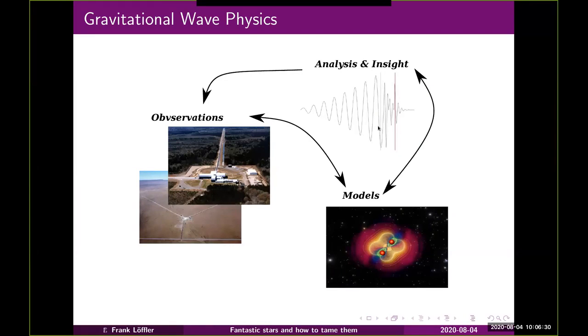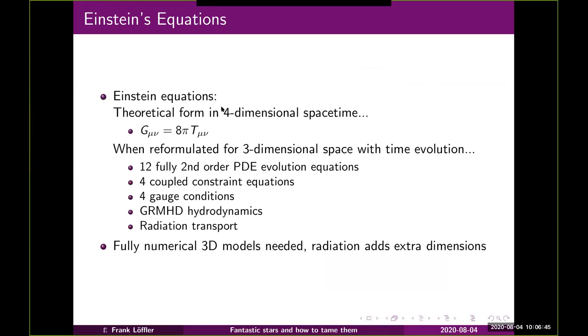So let's go back to gravitational wave physics, because that's a big part of what we do. I was talking about models. Well, actually, I started talking about observations. What we do is models, and then we want to analyze those, right? So if you look at the Einstein equations, at least in theoretical form, they are in four-dimensional space-time. You have a gravitational tensor here and an energy momentum tensor there. I hope you see my cursor, by the way.